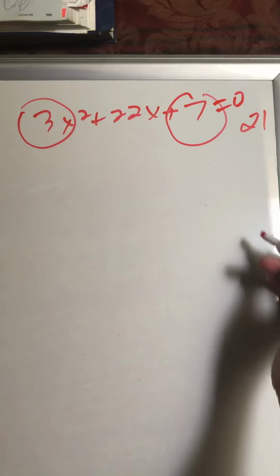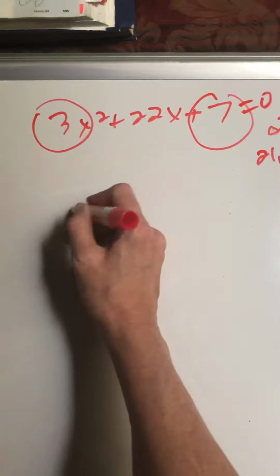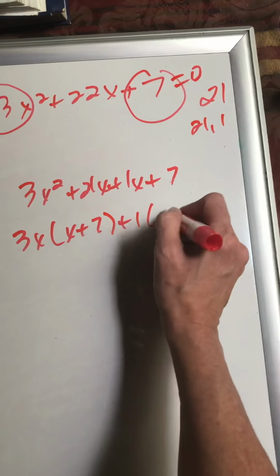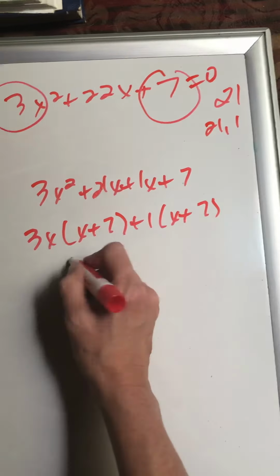So 3 times 21 is 21. So 21 and 1 give me 22. So 3x squared plus 21x plus 1x plus 7. So take a 3x out. That's x plus 7. Take a 1 out. That's x plus 7. So 3x plus 1, x plus 7.